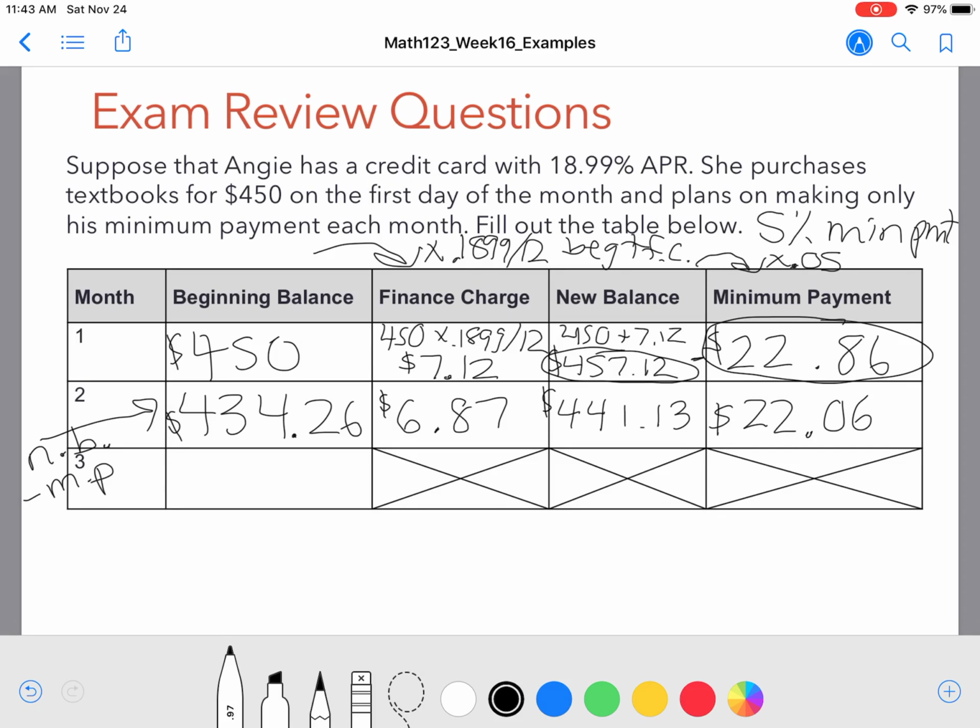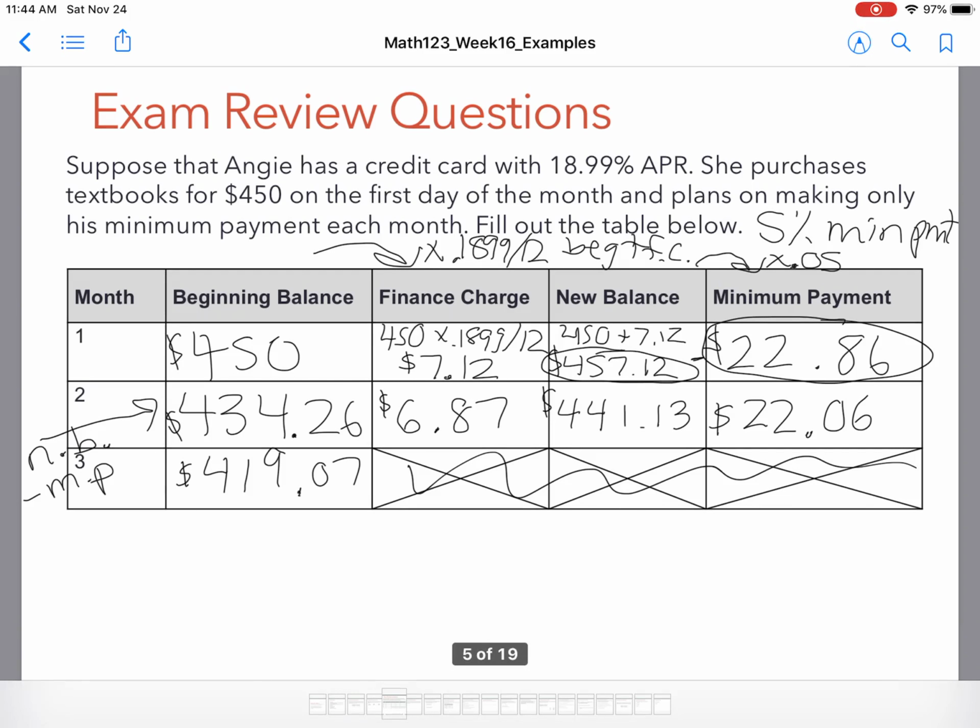And then in order to get my beginning balance, I take my 441.13, that was the total amount that Angie owed, and then subtract the payment that she makes of $22.06. And we're left with $419.07. And then there are just X's here because at some point we have to stop, okay? But that's kind of the entire process there. All right, let's take a look at the next question.